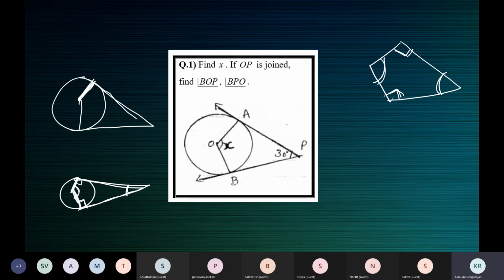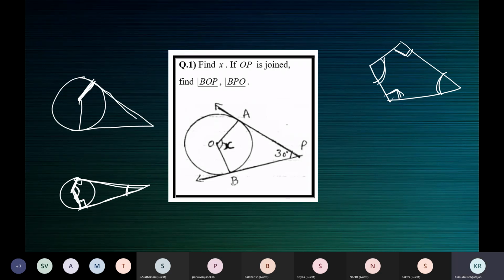Name the tangent segments. AP and BP are tangents. Which is the external point? P, ma'am. Name the points of contact. A and B. Which is the radius through the point of contact A? OA. Okay. Which is the radius through the point of contact B? OB, or BO.